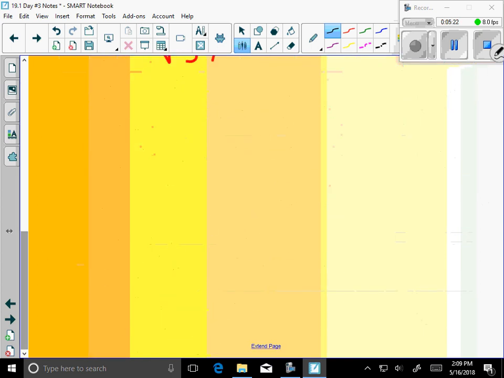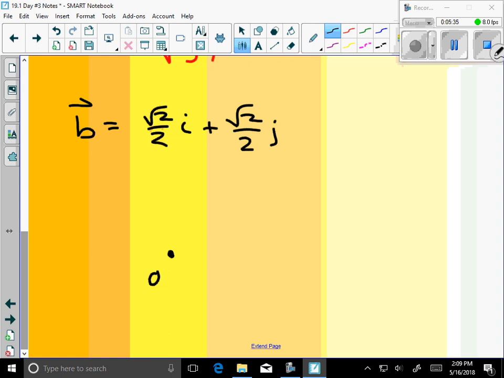Hold on now. Let's say vector B is square root of 2 over 2 i plus square root of 2 over 2 j. Wait a minute. If I go from the origin and I go right root 2 over 2 and up root 2 over 2, what's the magnitude? 1. That's a unit vector, a vector with magnitude 1. You know what's cool? There's a lot of those that exist.